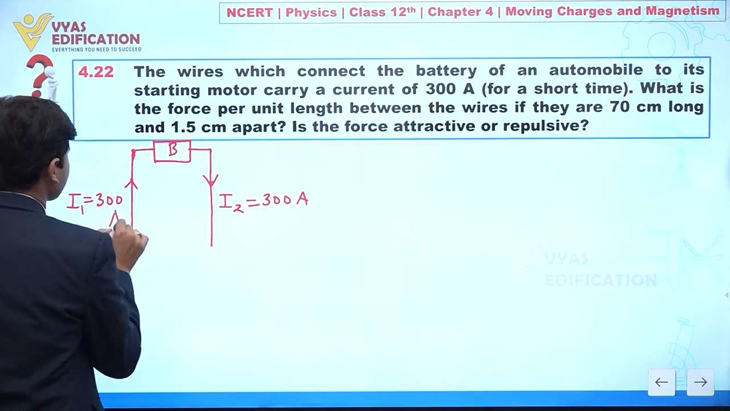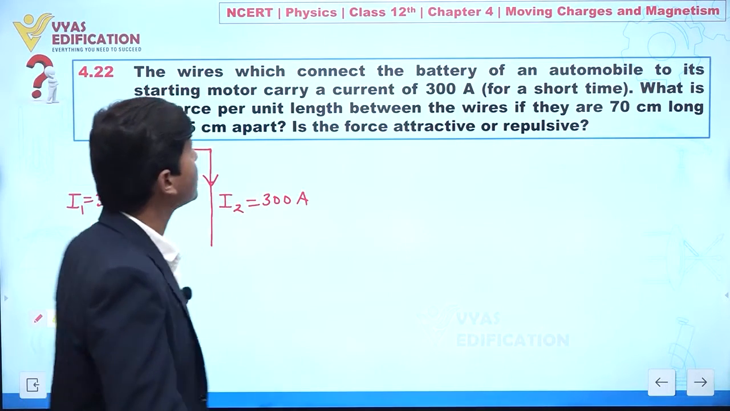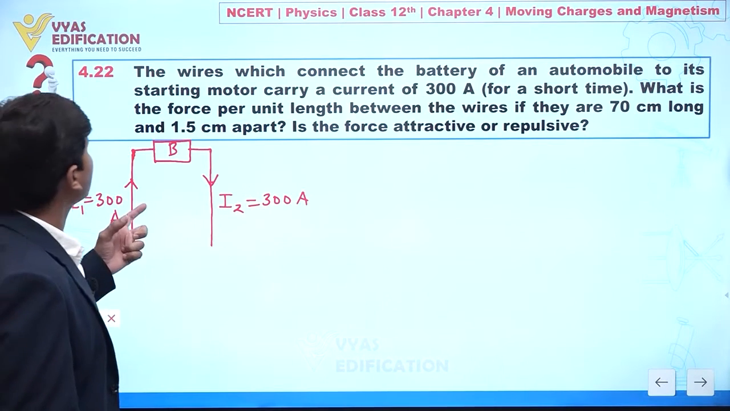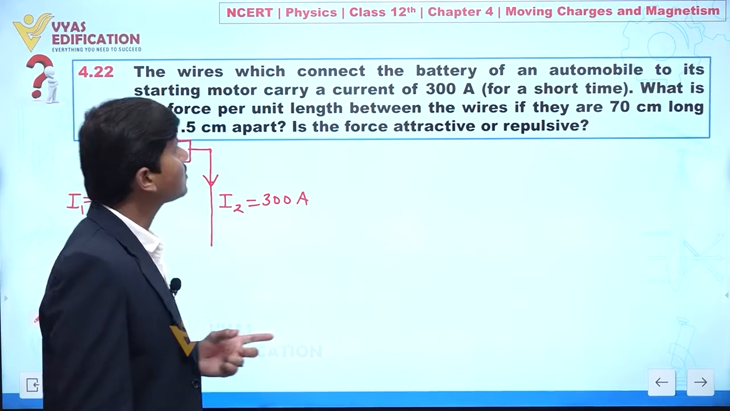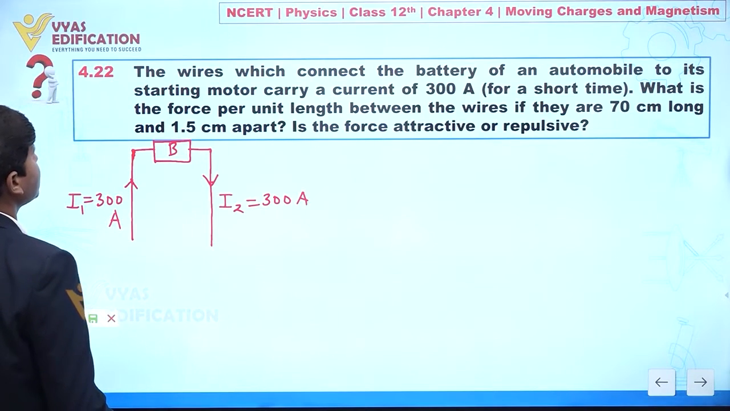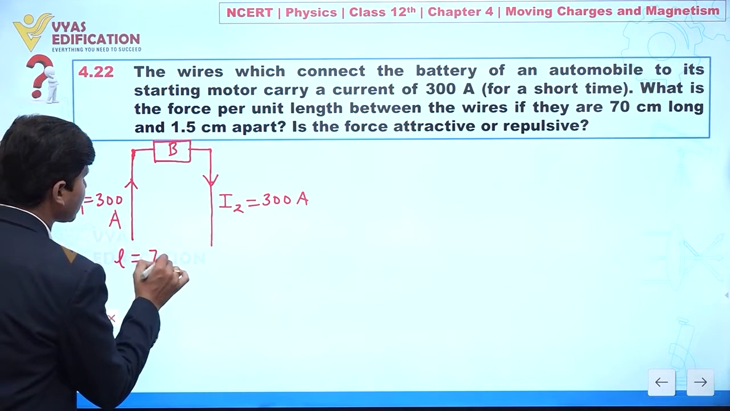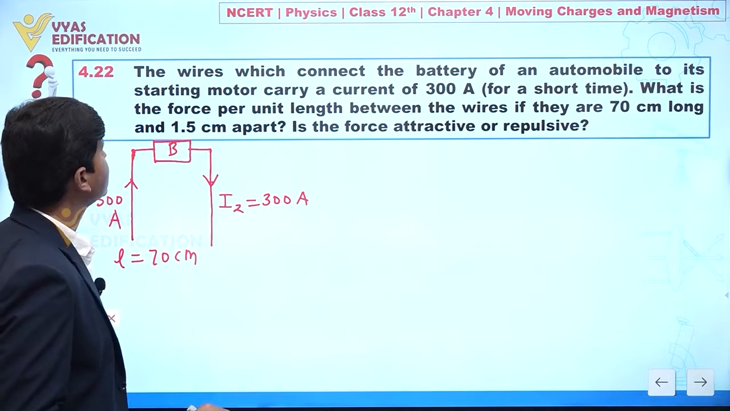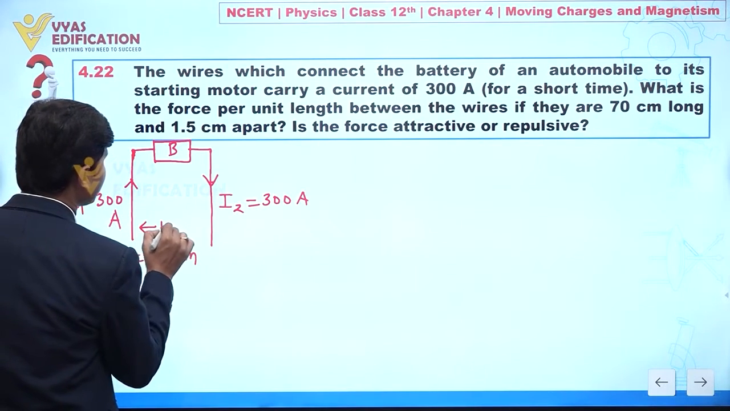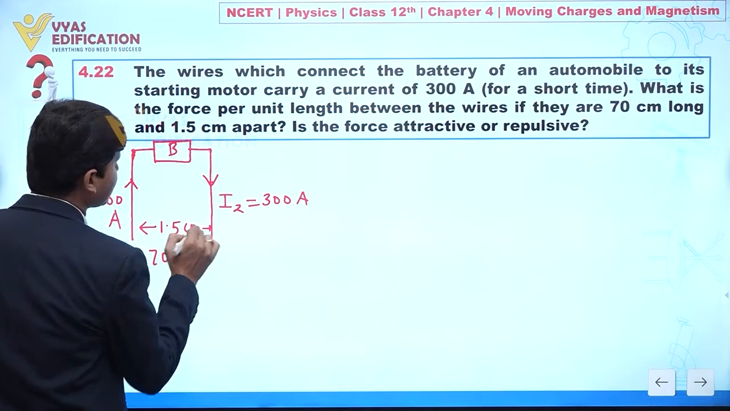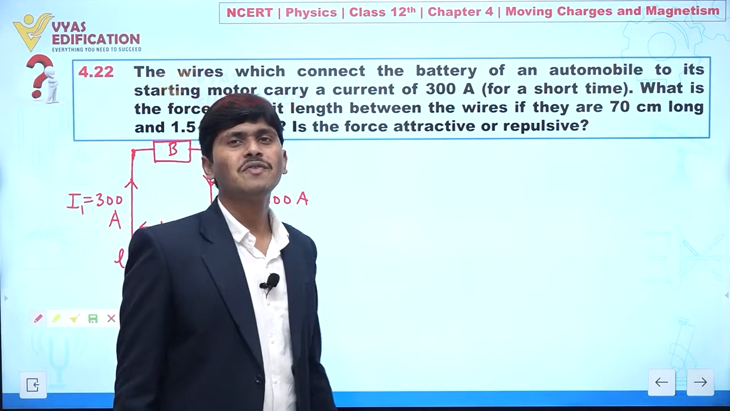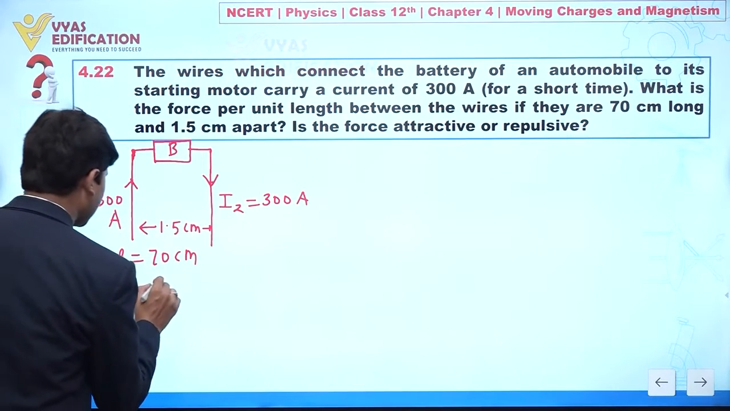Now in this question, we have to calculate the force per unit length between the wires when they are 70 centimeter long. It means the length is given as 70 centimeter, as well as the distance between these two wires, which is 1.5 centimeter. So my dear students, we know one formula, the force per unit length.